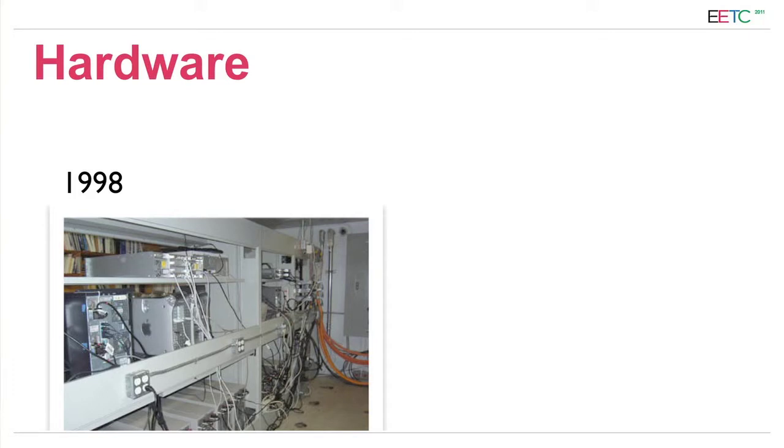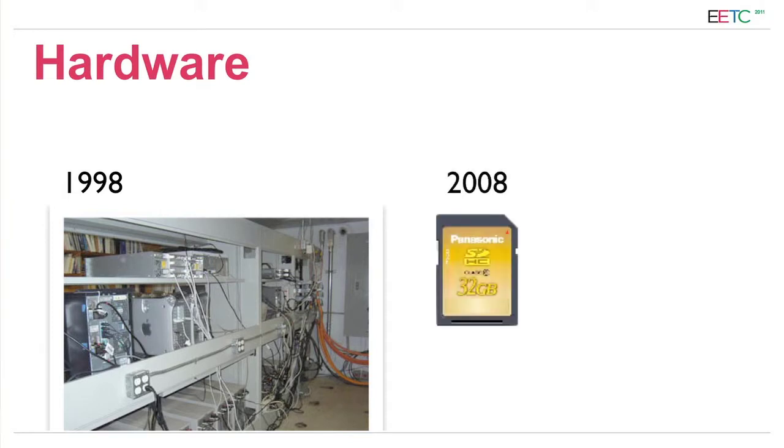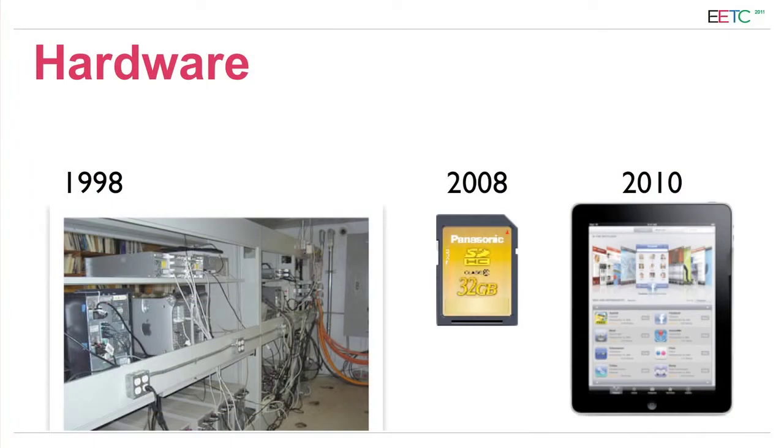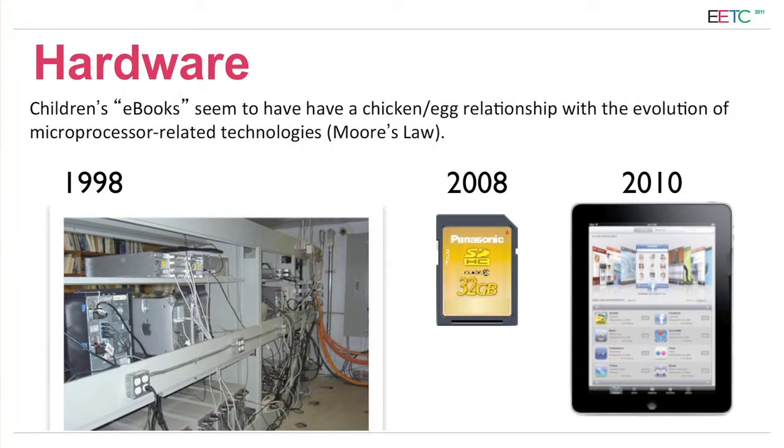So let's just take a closer look at some of these things. In 1998, the state of the art to deliver experiences to a child's classroom, you had to do all this wiring. Then, like in 2008, I got 32 gigabytes on one SD card. And that, to me, is one of the more mind-blowing ideas, that in the palm of your hand, you can have all of that content. And, of course, the iPad came along. Children's ebooks, however you define it, have always had this chicken-egg relationship with hardware. And that's why Moore's Law is another one of the constants to think about. Technology will always change, it'll always get better. So if you look at the technology, it helps you connect the dots. So that's an important piece.